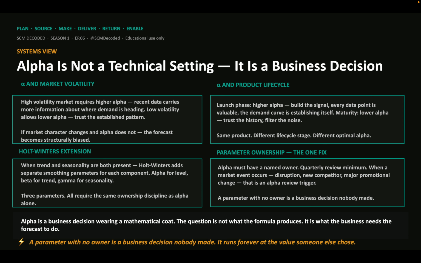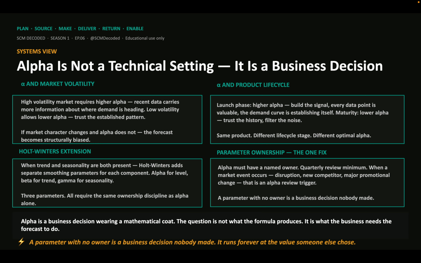So, alpha is not a technical setting, it is a business decision wearing a mathematical coat. The business question behind it: how fast does this product's demand actually change? High volatility requires higher alpha because recent data carries more information about where demand is heading. Low volatility allows lower alpha because you can trust the established patterns. If market character changes and alpha does not, the forecast becomes systematically and structurally biased.